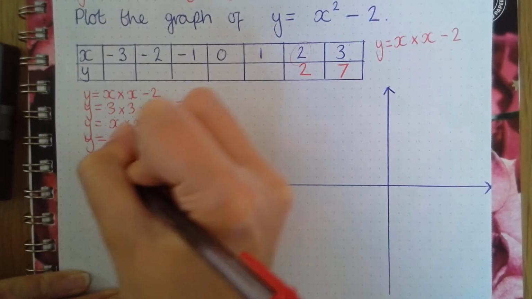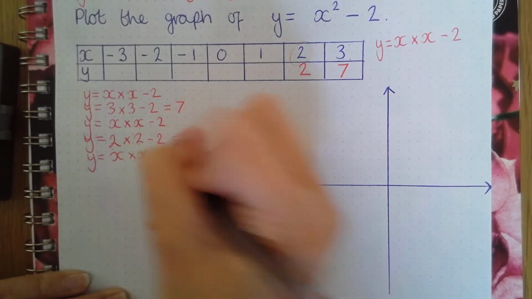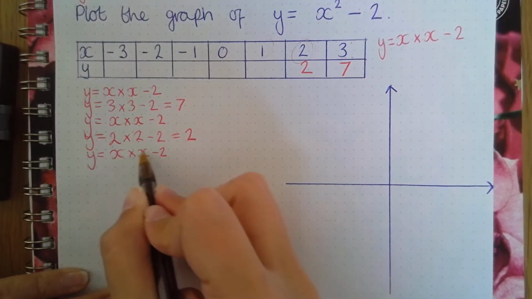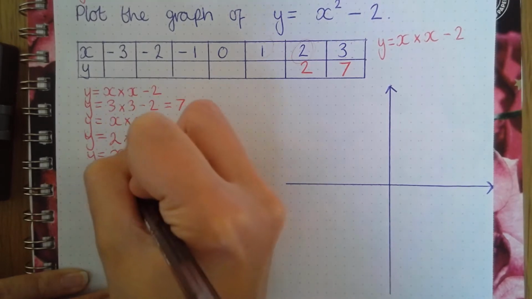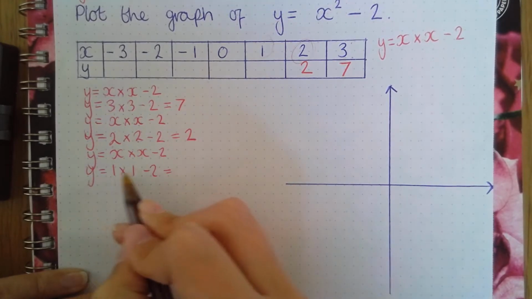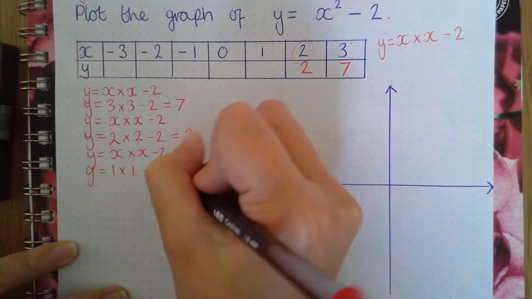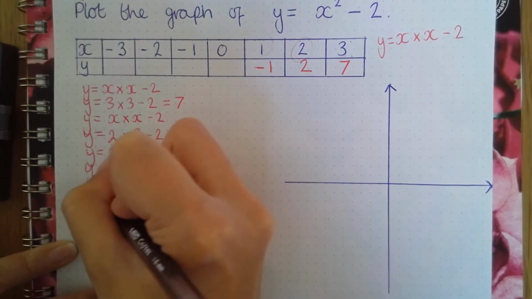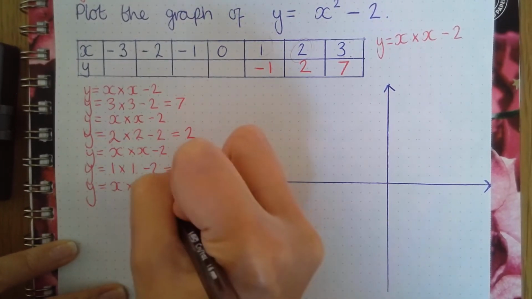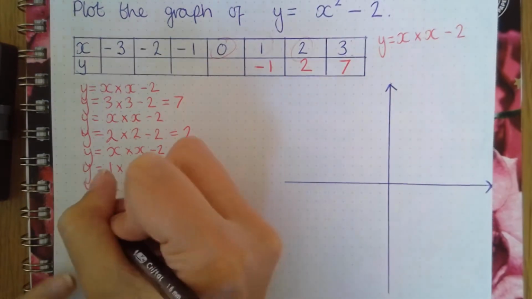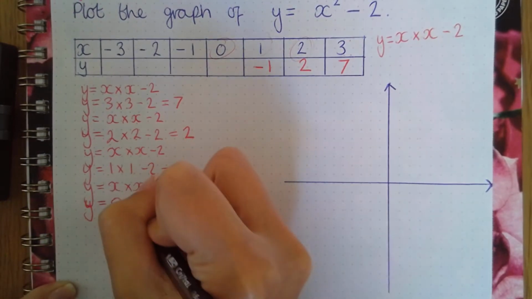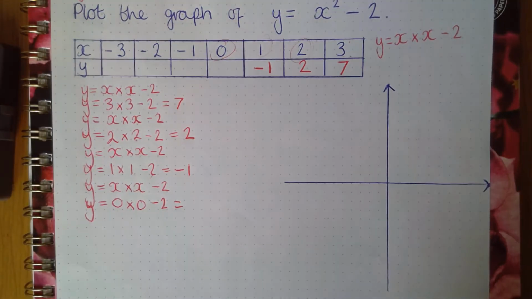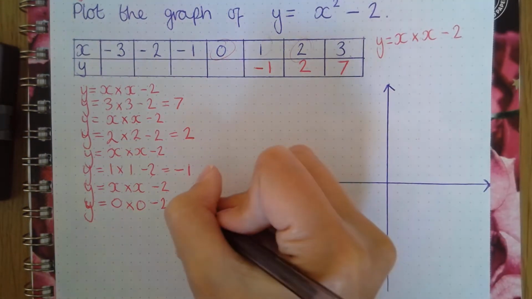Now we're going to use 1 next, so instead of x times x take 2, it's 1 times 1 take 2. 1 times 1 is 1, take away 2 is negative 1. Next one, x times x take 2. We're going to use 0, so x is equal to 0. So y equals 0 times 0 take 2. 0 times 0 is 0. Take away 2 is negative 2.